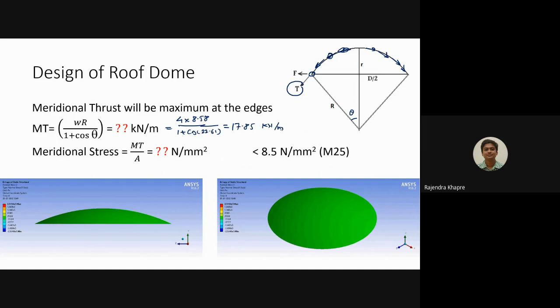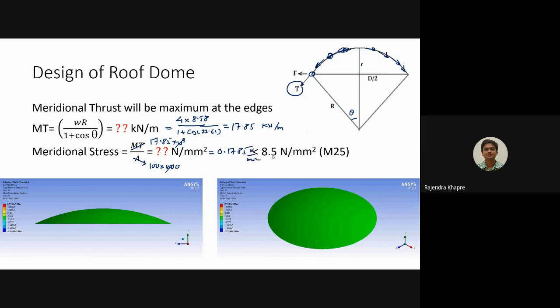Now this thrust is going to crush the concrete, and it will be under direct compression. So for this purpose, let us calculate the meridional thrust, meridional stress. We have already calculated the thrust, which is 17.85. Now I am multiplying by 10 to the power 3 because I want everything in Newton per mm square. The cross section area, with the thickness assumed as 100 mm and per meter, will be 1000 mm. So this should be something like 0.1785 newtons per mm square.